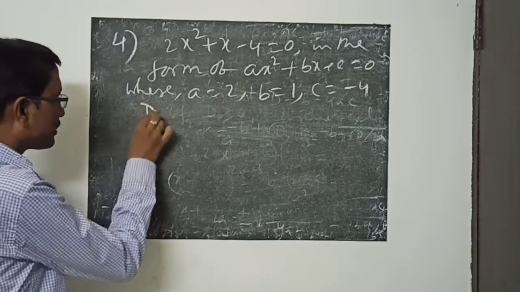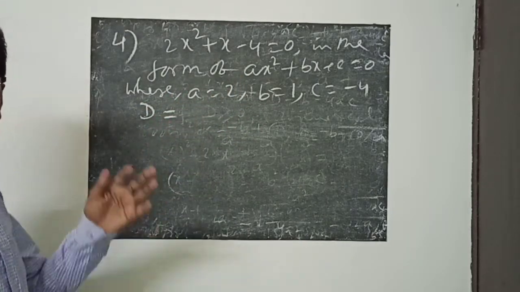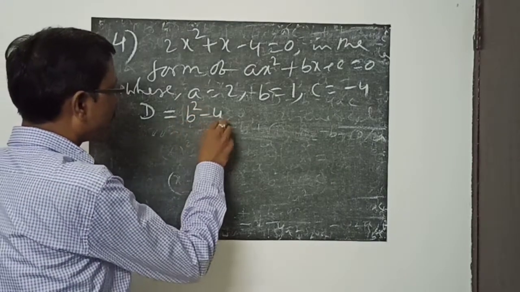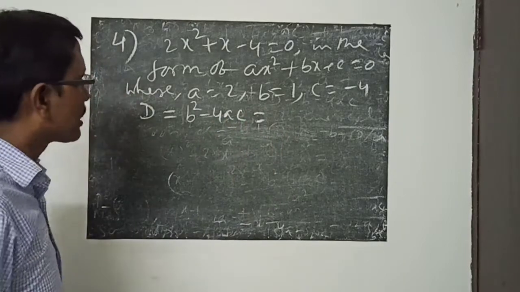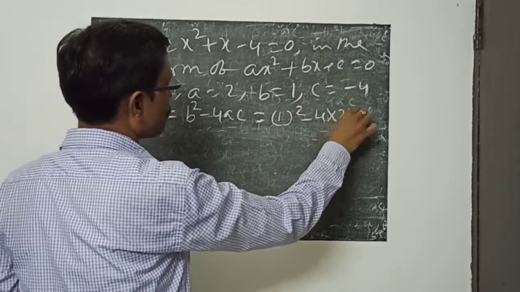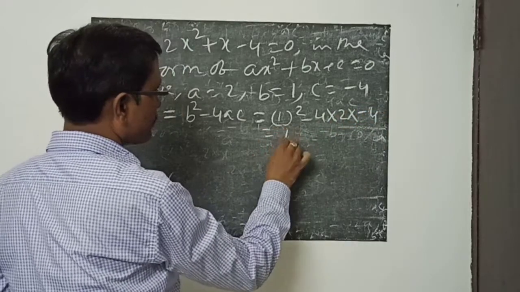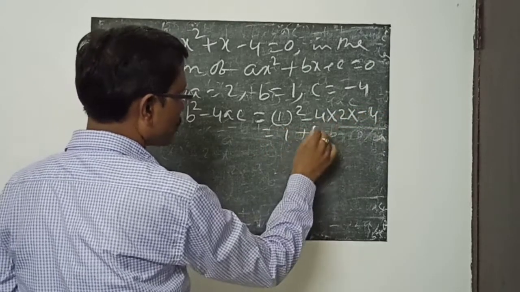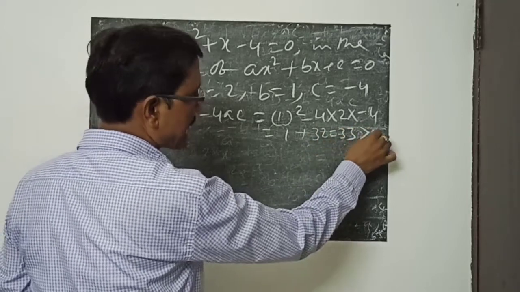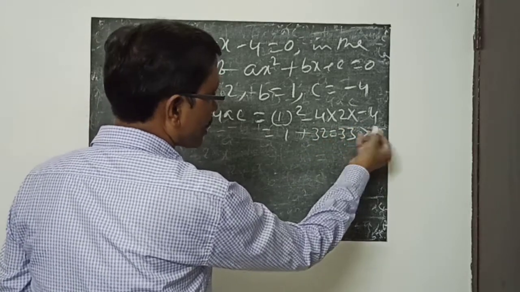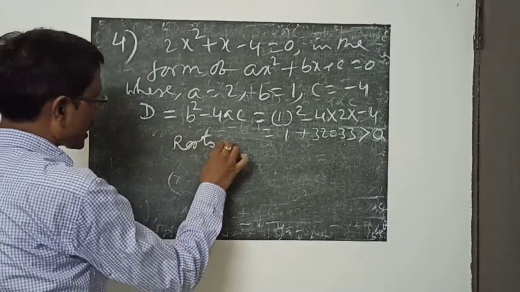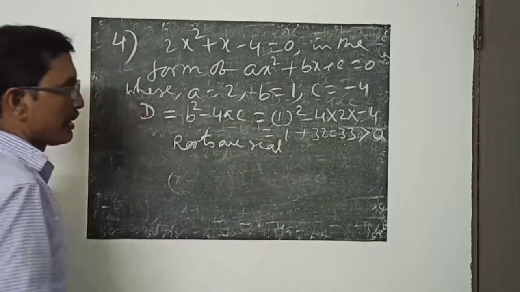First we will find D. What is the formula for D? D is equal to b square minus 4ac. Here b is 1, so 1 minus 4 into 2 into minus 4, which is 1 plus 32. It comes to 33. It should be greater than or equal to 0, and 33 is greater than 0, so we can say the roots are real.